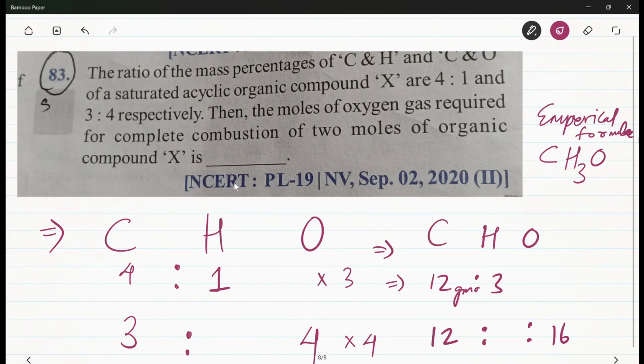So if the empirical formula is right, then the moles of oxygen required for complete combustion of 2 moles of this organic compound X... The molecular formula also we have to find out. How to find out the molecular formula? Now, this we took for 31%, total 100% will be there. So that will also be the empirical formula, right? Moles of oxygen required for complete combustion of 2 moles of this organic compound.